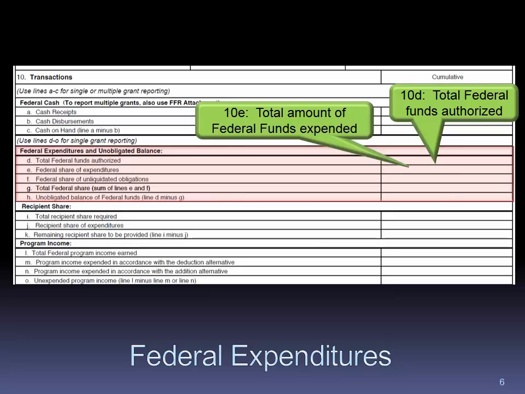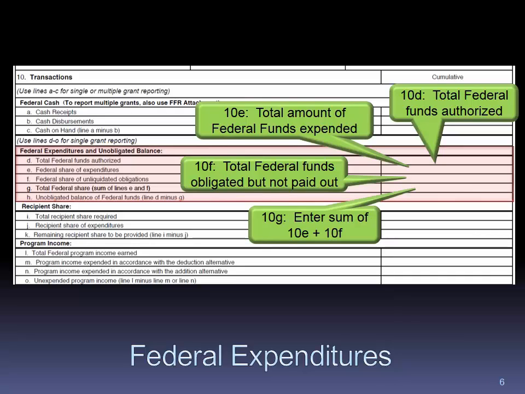10E, you're going to enter the amount of federal funds expended, which is usually the same as 10B above. 10F is the total federal funds obligated but not paid out, which is the outstanding amounts owed to subrecipients, contractors, or vendors as of the reporting period end date. 10G, you're going to enter the sum of 10E and 10F.